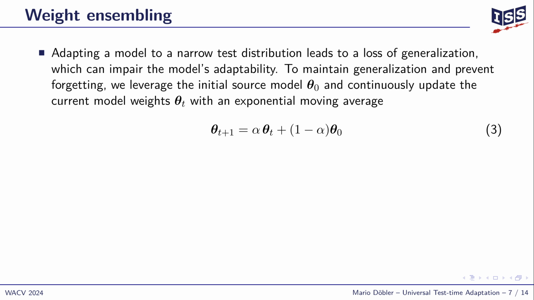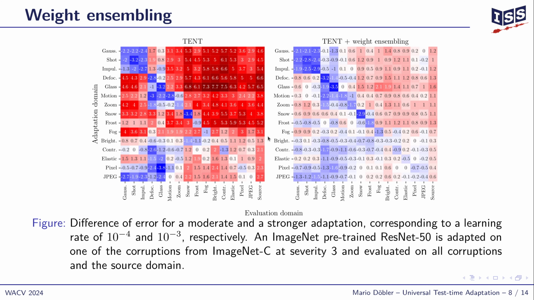Coming to weight ensembling, if we adapt our model to a narrow distribution, so our current domain shift, this will likely lead to a loss of generalization. And this then might hinder further adaptation to other domain shifts. To maintain this generalization and prevent forgetting, we leverage our initial source model, which was originally trained on a broad distribution and shows good generalization capabilities, and continuously introduce the source weights into our current model weights. We also showed that this actually has the effect as mentioned.